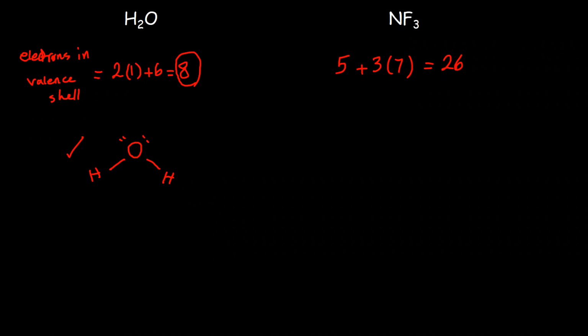Okay, right now we need to make a decision on which one is the central atom, N or F. We know the electronegativity of F is more than N, so N is our central atom. I put our central atom here, and then I put the other atoms that we have, 3 F, around the central atom with a single bond. So I put F, F, F.